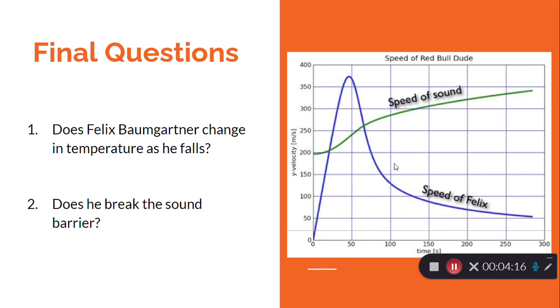And then does he break the sound barrier? Clearly, right here, you can see that the speed of sound is graphed here, and Felix's speed is graphed as well. Clearly, while he was in the early stages of his fall, while he was still in space and the drag hadn't really kicked in for him, he definitely broke the sound barrier.